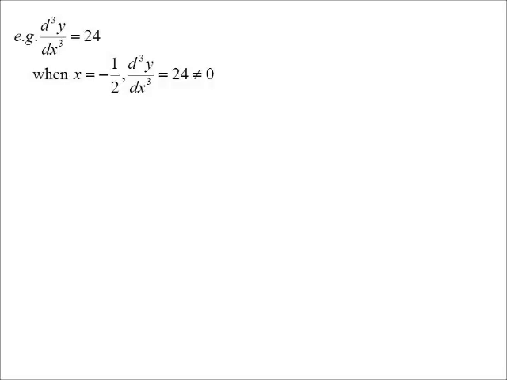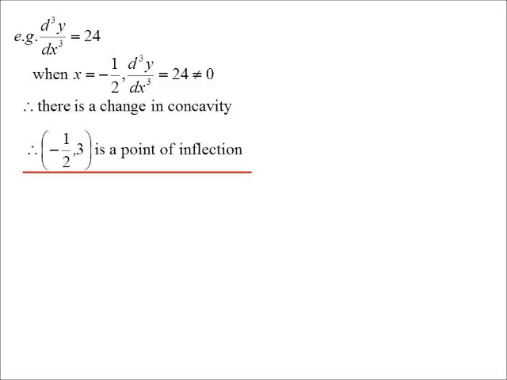If the third derivative was equal to zero, what are we saying? We're saying there's no change in the second derivative, so it's not a point of inflection. So yes, therefore, there is a change in concavity. Again, it's important you write a conclusion to what you've just found out. So yes, minus a half is a point of inflection.